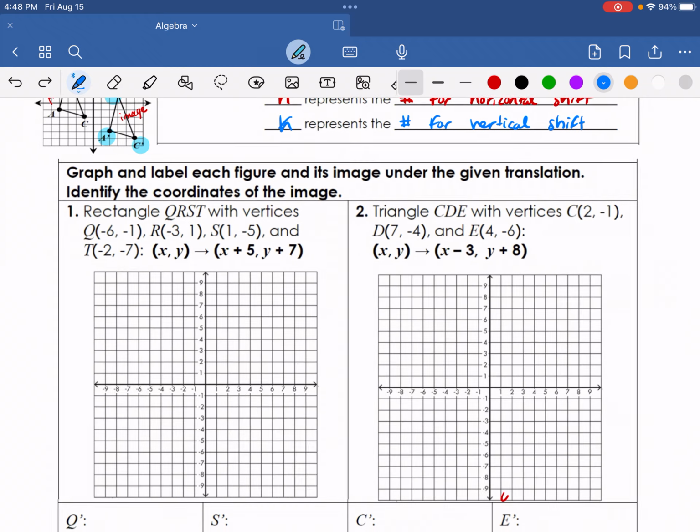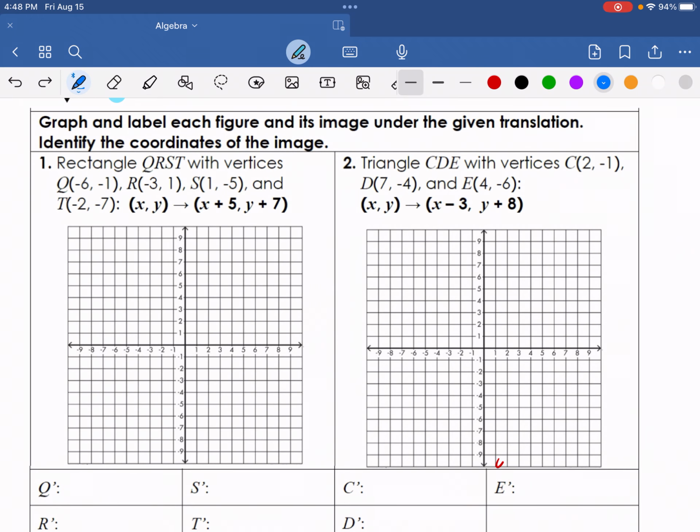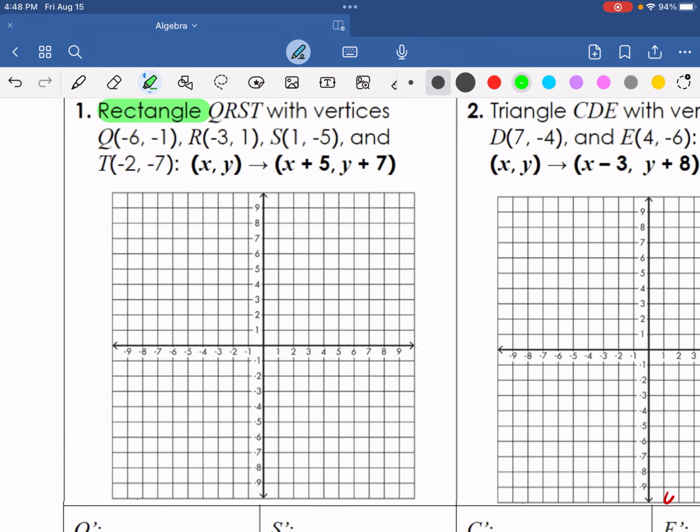Okay, so I'm going to go over two examples, and then I'll be done. When you do a test or homework, make sure you do all parts of the directions. Okay, it says graph, so you're drawing and labeling it. So I expect you to label each figure and its image. That means I should see two shapes. The first one, and then where it moves to, and then you identify the coordinates. So you're doing all those parts of the directions. The first one says it's a rectangle, so your drawing should be a rectangle. Okay, we are going to start drawing it and labeling it.